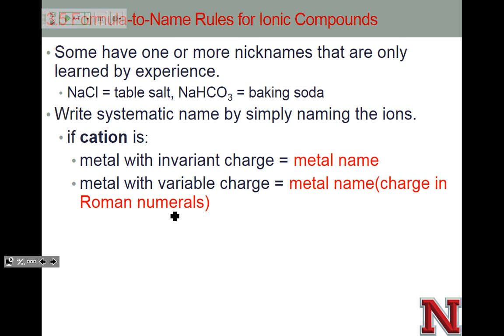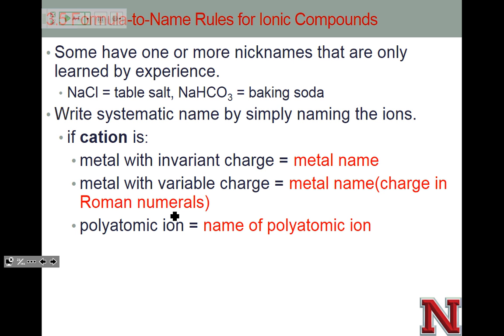If there's a variable charge, one of our transition metals that are not in our main groups, then we do need to specify the charge, and that charge goes in parentheses, and we use Roman numerals. It's very important because if I don't specify in my name whether I have copper 2 or copper 3, then I can't write my formula because it could be either of those charges. So if it is a transition metal, you must show the charge. But any of our invariant charges, our main group metals, don't need that. So it's just the metal name and in parentheses the charge.